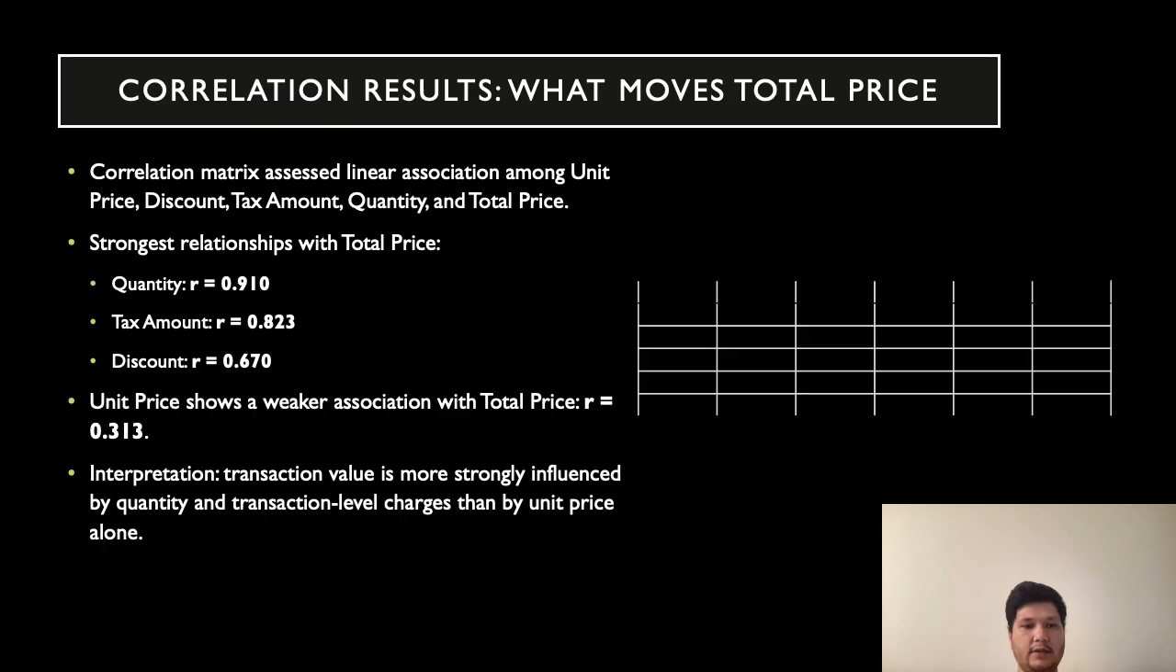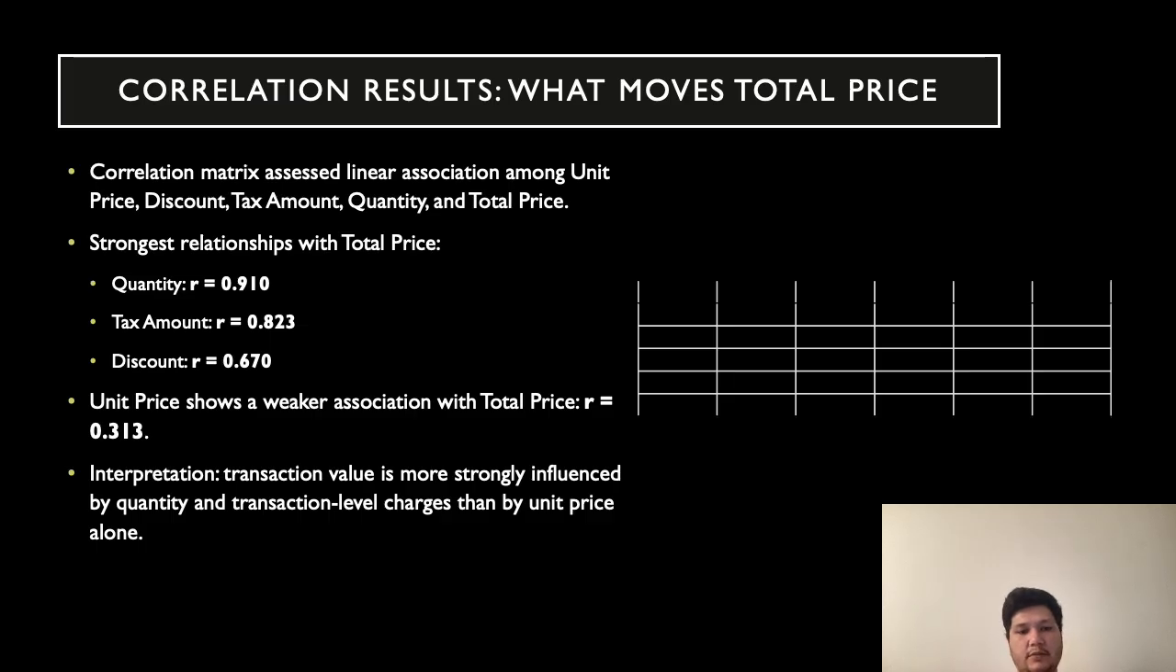Moving on to the next slide, which is all about the correlation analysis. In this slide, I analyzed the relationship between the total price and other variables like quantity, tax amount, discount, and unit price. The strongest relationship with the total price is with quantity.